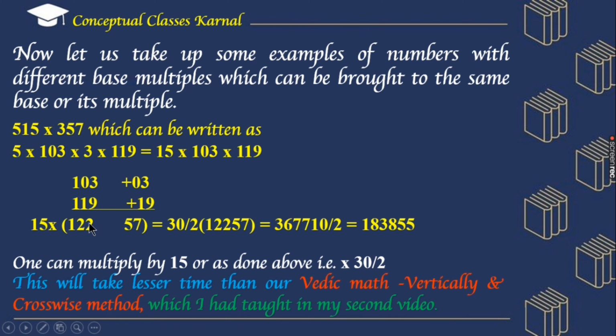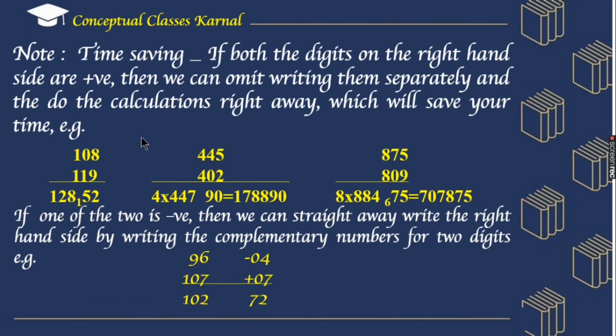You can straight away multiply 15 with this number 12257, or we can do it like this. We multiply it with 3 and then divide that product by 2. So this product is 37710. This will be divided by 2 to get the answer 183855.